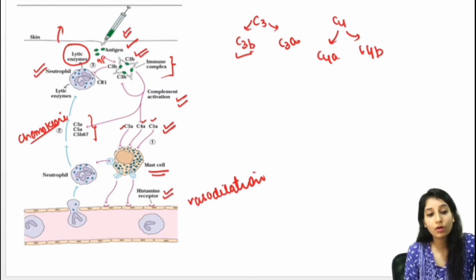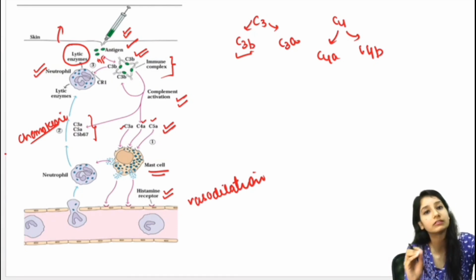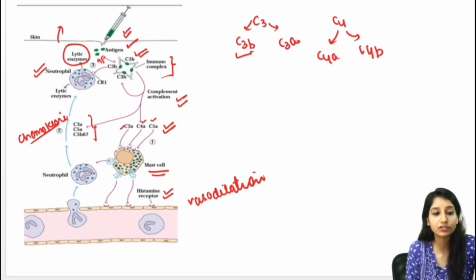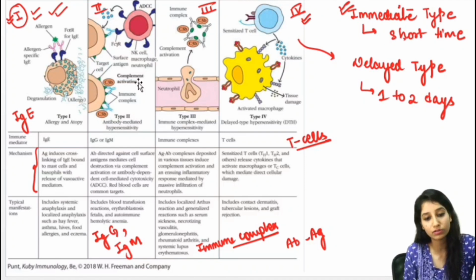So in this condition, basically the complement system is becoming activated, due to which a number of cells are coming to the location and causing destruction. This kind of condition is known as type 3 hypersensitivity. This is type 3 hypersensitivity.